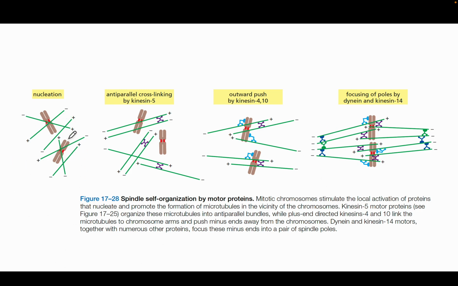So this is what happens. Nucleation happens, then antiparallel cross-linking by kinesin 5. Outward push happens by kinesin 4 and 10. They push outward the minus ends, and then focusing of poles. What is focusing? You can see that they are going to a single point there. So this is a kind of focus. They focus these poles into two poles. Dynein and kinesin 14 help here.